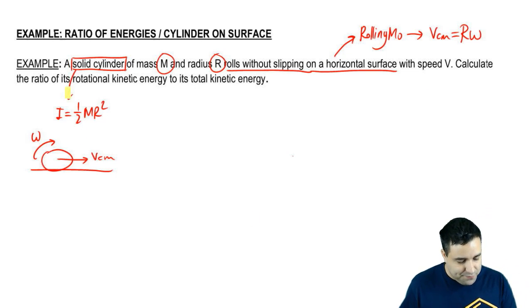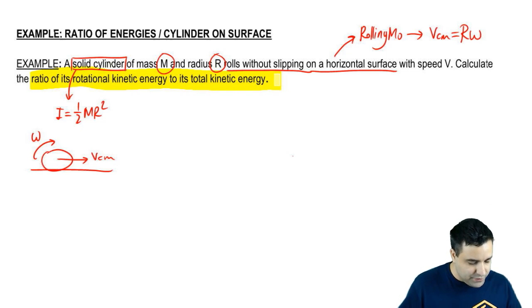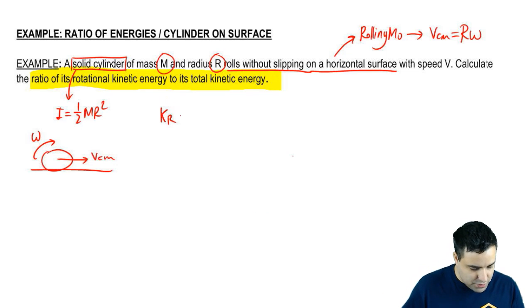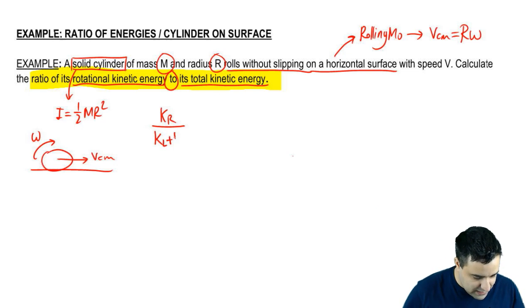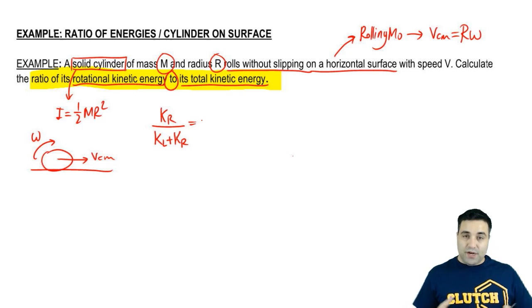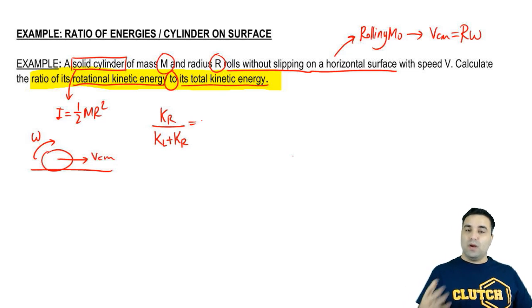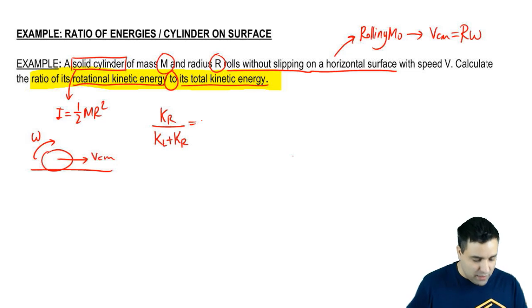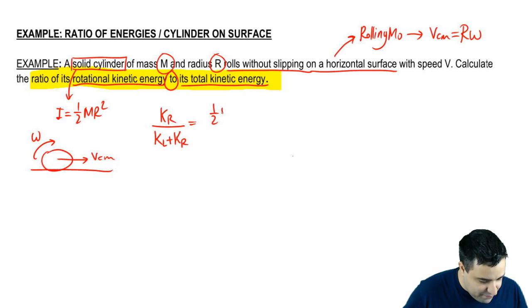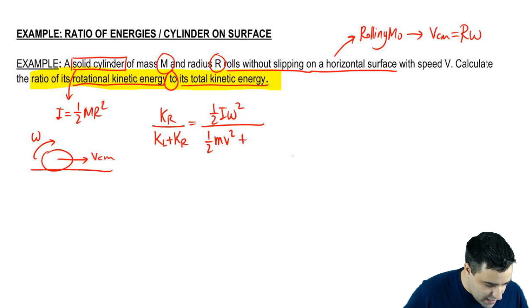So what you do is you follow what it's saying here and you set up a ratio like this. It's saying rotational kinetic energy, so we're going to write K rotational, that's the top, to total kinetic energy, that's the bottom. K total is K linear plus K rotational. Now we're going to expand these equations as much as possible. What I mean by expanding is, well, what does KR stand for? KR stands for half I omega squared. KL is half mv squared, and KR is half I omega squared.